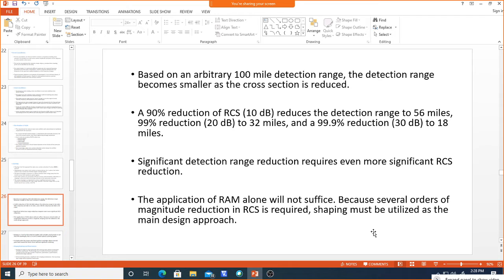So now if you have a complex target, like a ship, and you want radar cross section reduction in some particular places, you can use shaping technique, and in some other places, if you want to utilize the radar absorbing material, you can use that. You have to combine both applications in complex targets, and you have to achieve the radar cross section reduction also with respect to detection range.